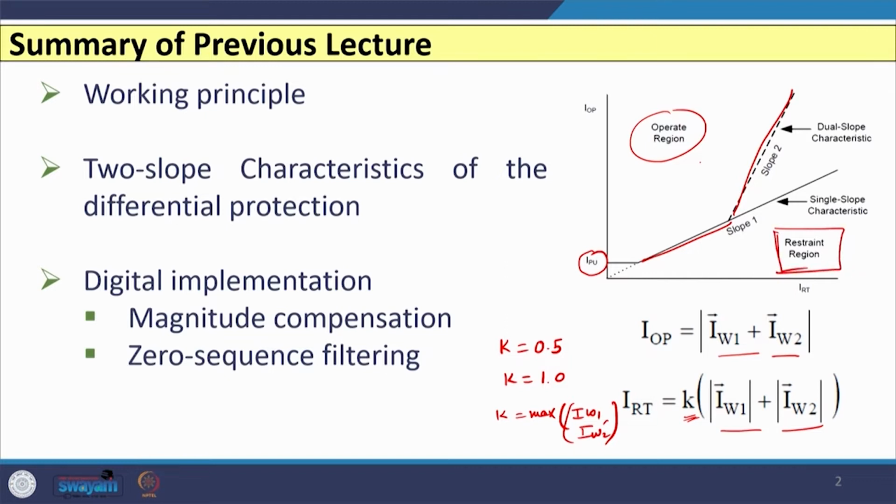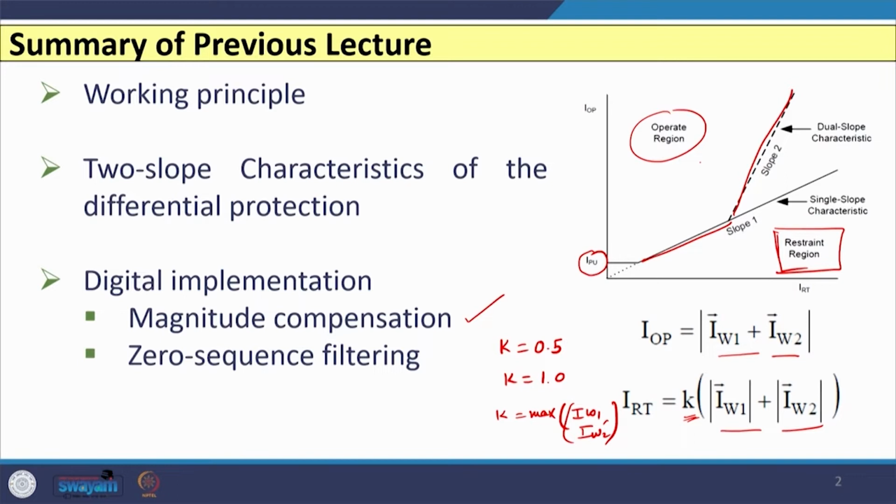So, after that we have discussed that if we wish to use a digital differential relay for a power transformer, then we need to use certain compensation. So, magnitude compensation and zero sequence compensation in the digital relay for the application of power transformer can be achieved mathematically by using equations, and we have discussed that if we use these equations in the digital relay, then compared to the earlier bias or percentage differential relay, there is no need of ICTs or interconnecting transformers. So, this is one of the important points.